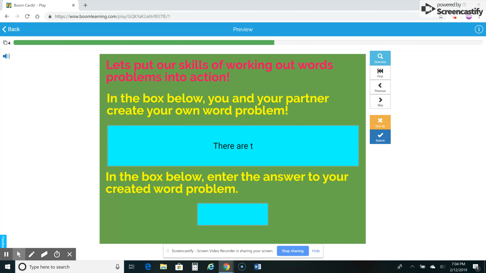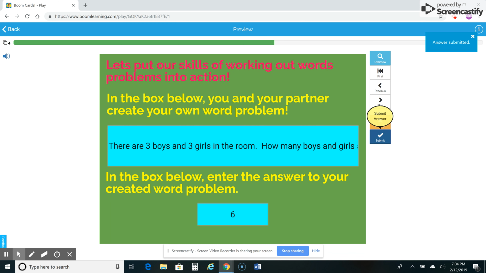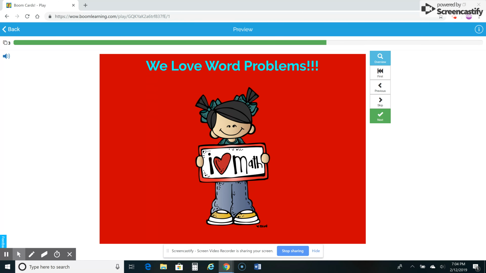There are, let's see, 3 boys and 3 girls in the room. How many boys and girls are in the room? It's going to be our question. So to solve it, we're just going to add 3 and 3. So our answer is going to be 6. And we're going to do submit. So our answer has been submitted, and this is our last page.